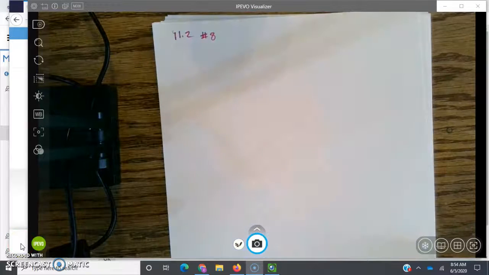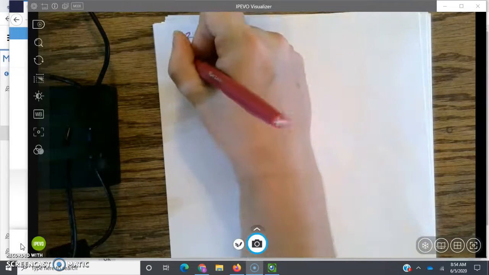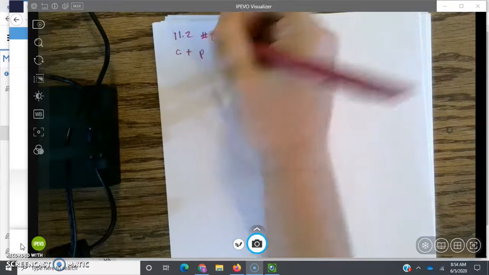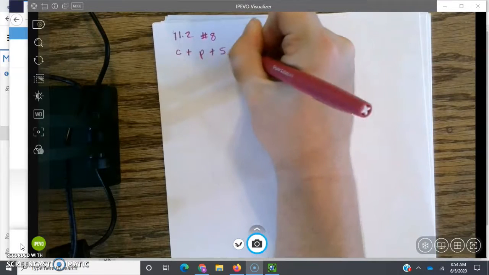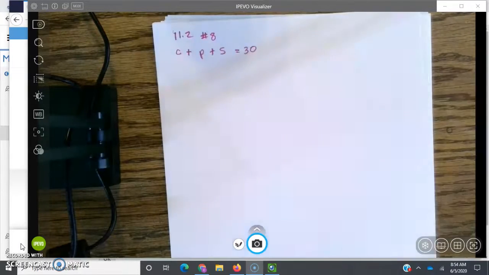Hi class, we're going to take a look at number 8 from 11.2, the pizza problem. So we're going to use the numbers that I was given in my problem, and yours are probably a little different, but you can use the same ideas. So our first bit of information was that we have cheese, pepperoni, and sausage, and there were 30 altogether.